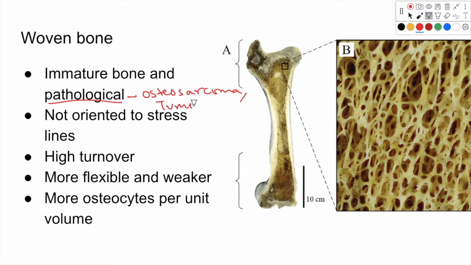Other tumor or tumor conditions where the bone is producing bone in an abnormal fashion. There is no relation to stress lines, and they have high turnover, and they cannot take weight. So they are more flexible, weaker, and fracture very often. So these are the conditions where you see pathological bone formation, which is called woven bone.